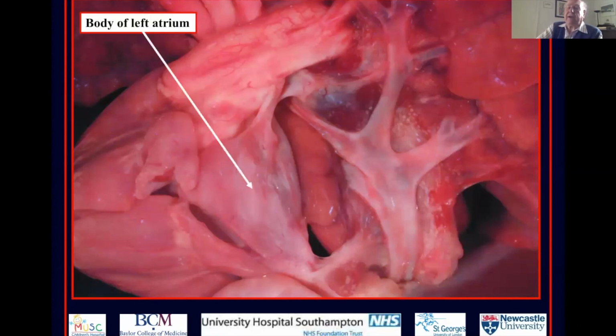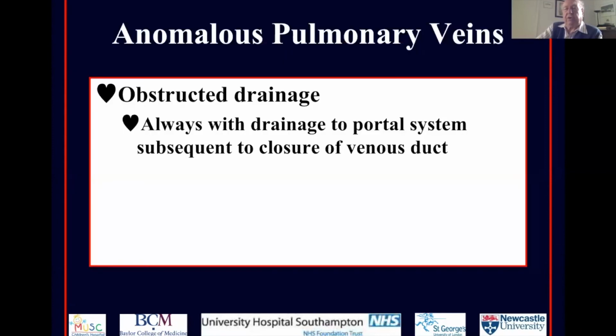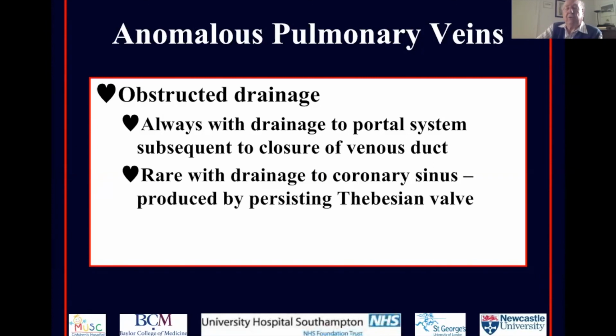And having done that, in this instance, you see the body of the left atrium separate from the confluence, but this time the vertical vein is turning downwards, passing down into the abdomen and joining the portal venous system. And that is why you get obstructed drainage in this instance, because whenever the venous duct closes, the blood has to go through the liver. You can also have obstructed drainage in other situations, much rarer.